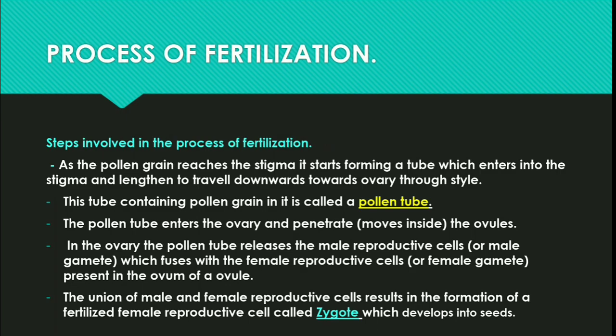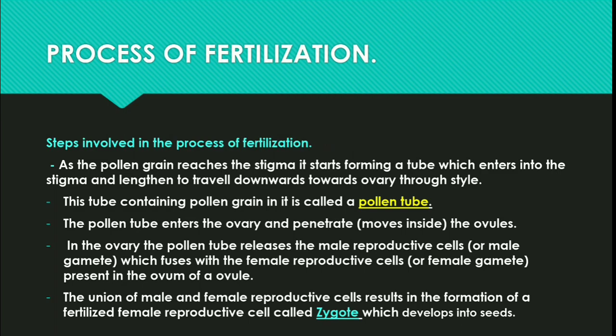Second step, this tube containing pollen grain in it is called the pollen tube. What is the name of the tube which is formed, starting from the stigma and ending in the ovary? The name of the tube is pollen tube. Why pollen tube? Because this tube is carrying pollen grain in it. Therefore, the name is pollen tube.